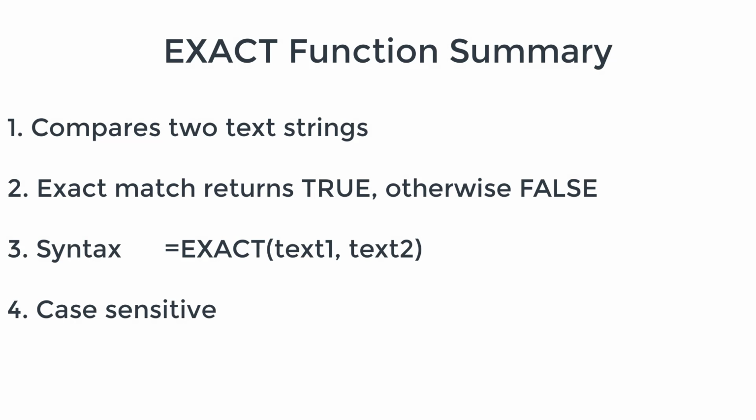In summary, the EXACT function compares two text strings. An exact match returns TRUE. Otherwise, it returns FALSE. The syntax for the EXACT function has two arguments: the first text string and then the second text string that you want to compare to the first string to see if it's an exact match. The EXACT function is case sensitive.